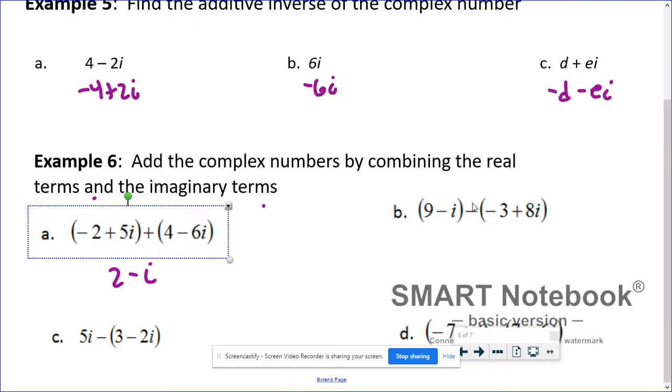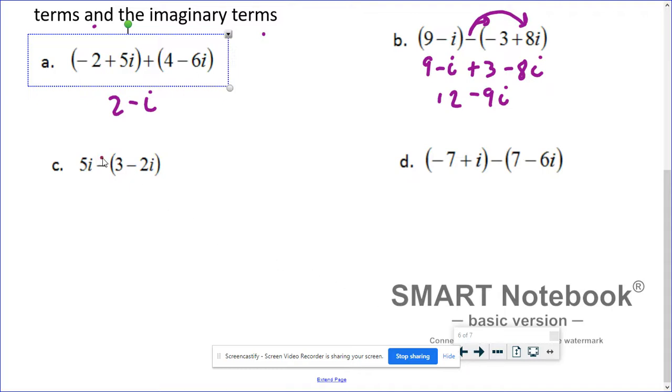When there is subtraction, I would add a step, write another line where you distribute the negative. So now it's 9 minus i plus 3 minus 8i. 9 and 3 combine to 12. -i and -8i combine to -9i. Distribute the negative here. You get 5i minus 3 plus 2i. -3 is the only real number, so that goes first. 5i plus 2i is 7i.